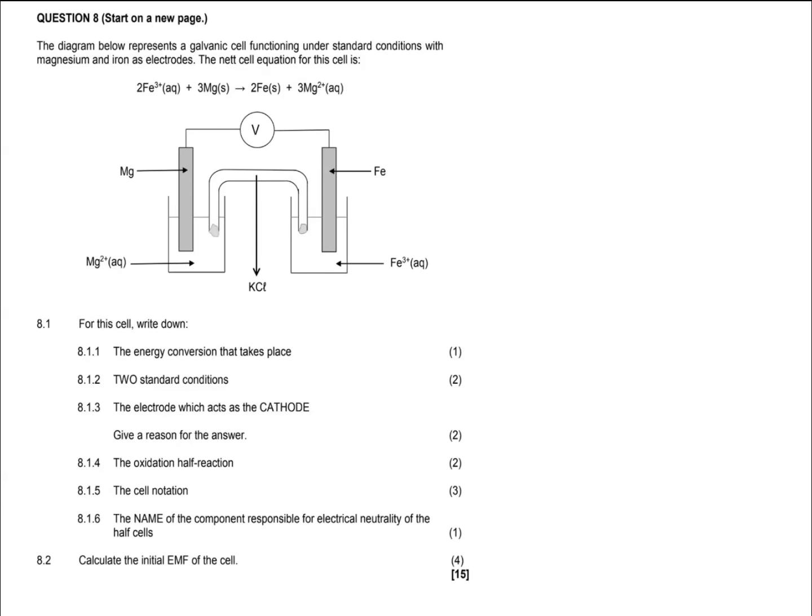Okay, so we have this question 8. It says the diagram below represents a galvanic cell functioning under standard conditions with magnesium and iron as electrodes. The net cell equation for this cell is as follows. Then in 8.1, they say, for this cell, write down the energy conversion that takes place. Now, already we know at this point, it is a chemical to electrical energy.